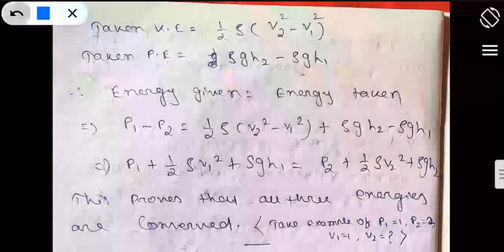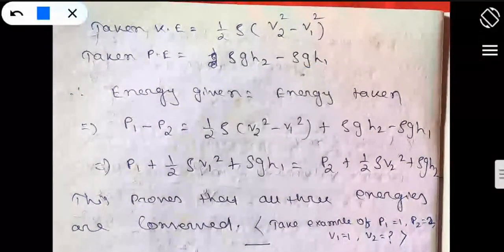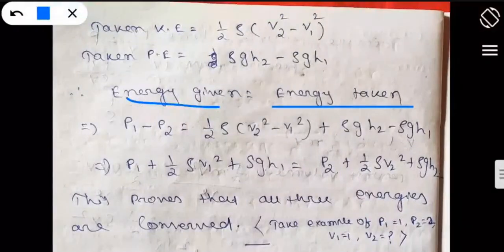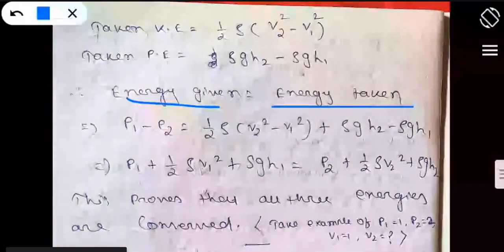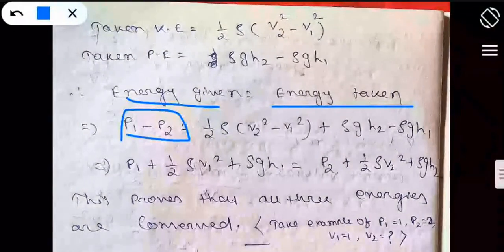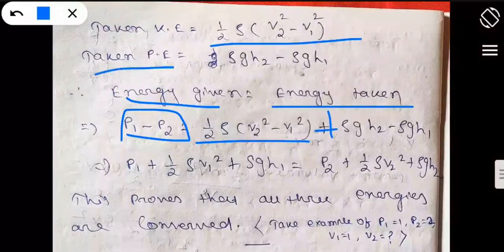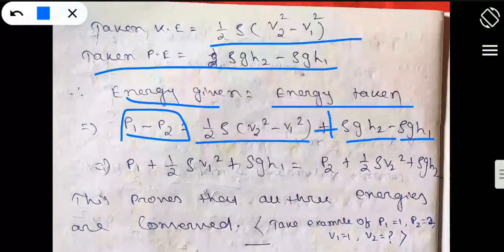Now according to the law that we have considered in the work, power, energy concept, energy given is equal to energy taken. That is, energy given in the form of pressure difference, P1 minus P2, is equal to energy taken, that is half rho times v2 square minus v1 square, plus the potential energy, rho g h2 minus rho g h1.